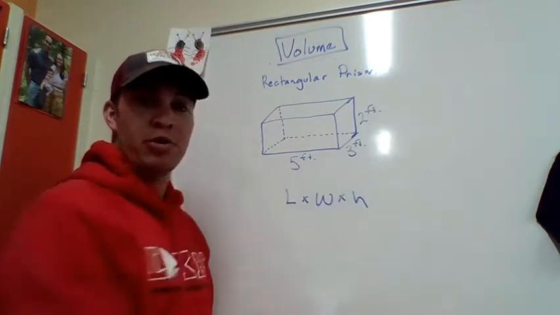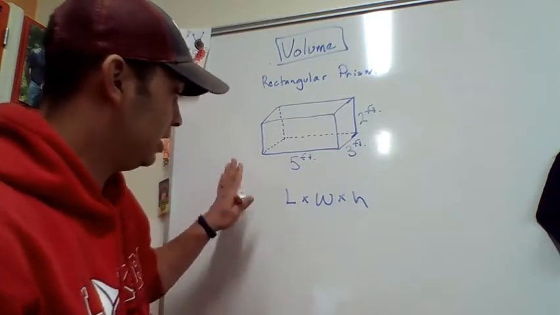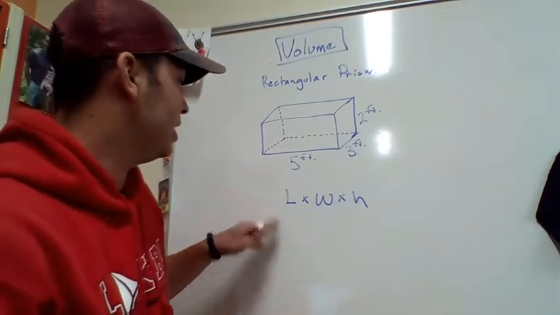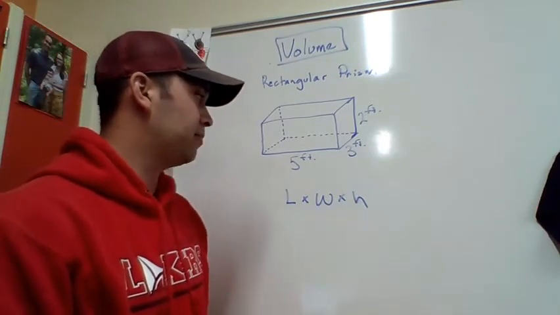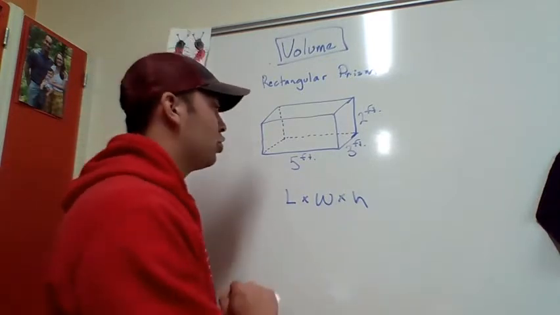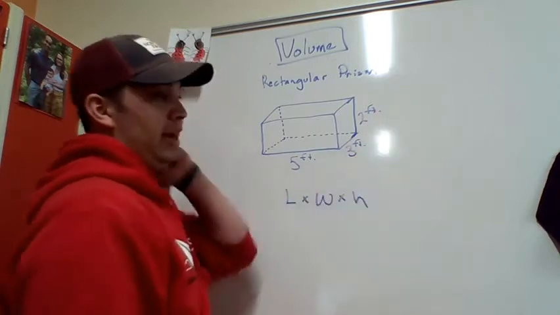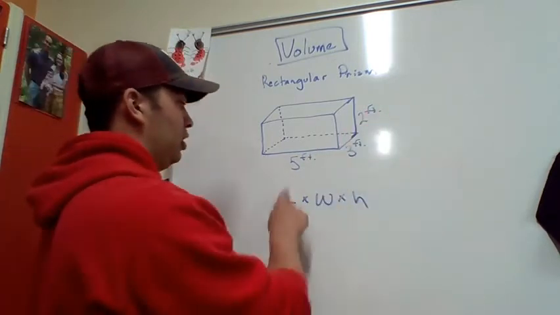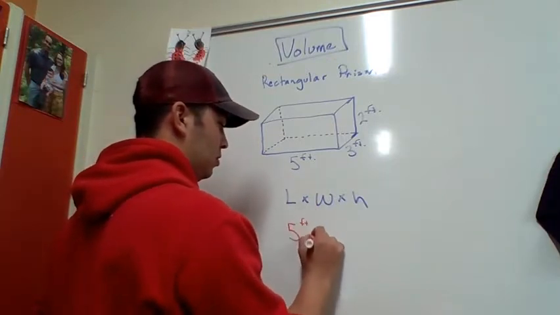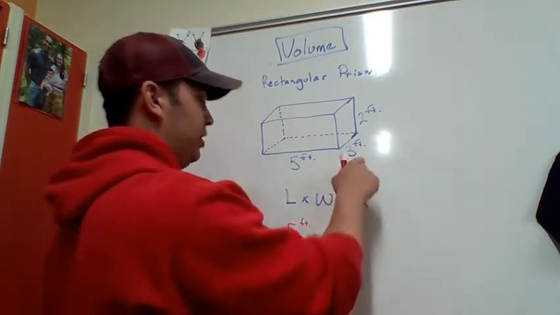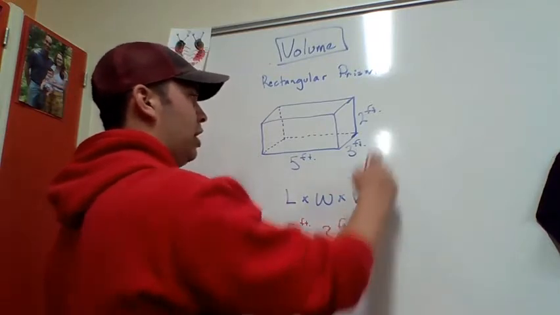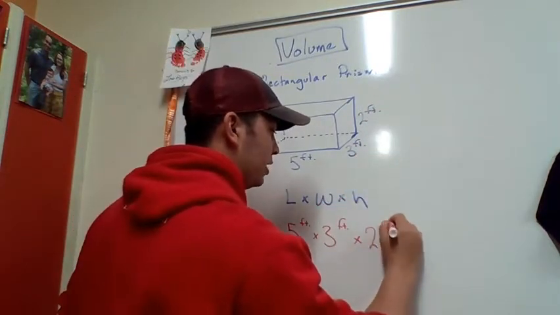Now, this is something very important to write down, okay? Because you're going to need this. So your volume equation for a rectangular prism, a cube, would be length times width times height. Okay, length times width times height. Again, something important to write down. But when you're going through this, this is super easy just to plug in. You have 5 feet, 3 feet, and 2 feet. Your length is 5 feet. Okay, your width is 3 feet. And your height is 2 feet.